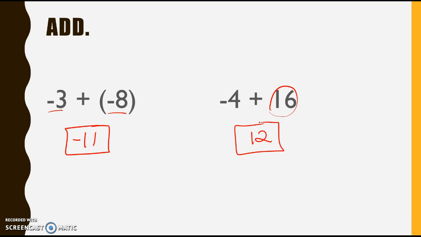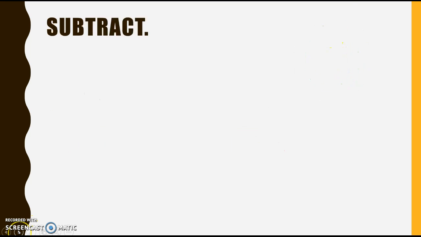Another way you can do this, if you want to draw out your integer counters, and if you have 16 positives, 14, 15, 16, and we have 4 negatives. For every one positive, there is a negative that cancels out. So we cancel out 1, 2, 3, and 4, and we're left with 12 positives. So you can always draw a picture for those as well.